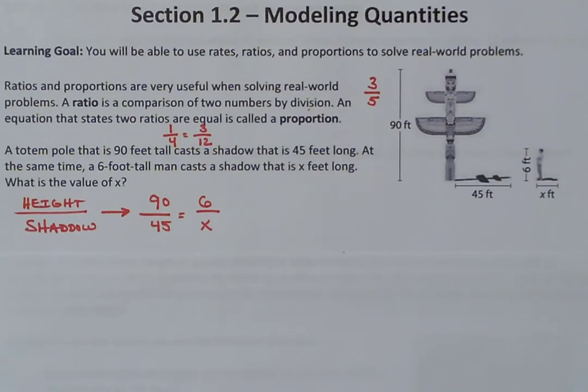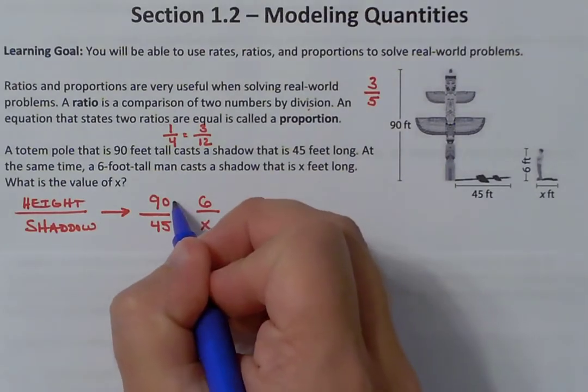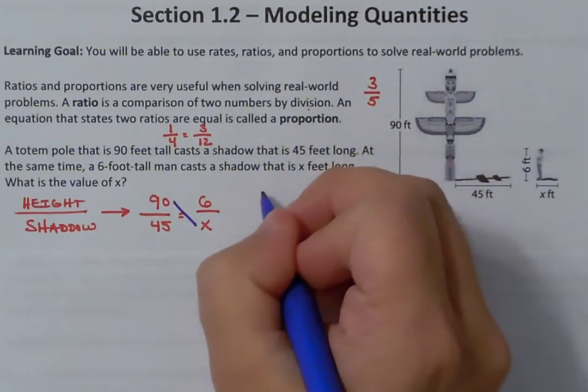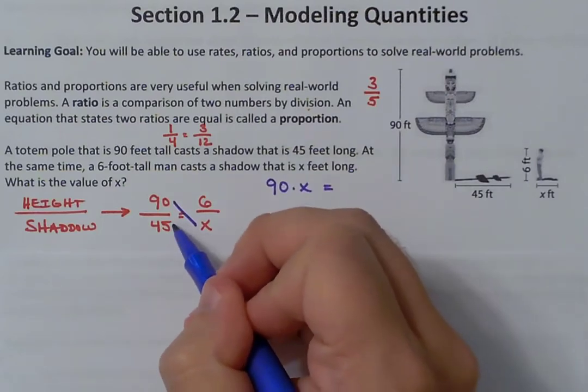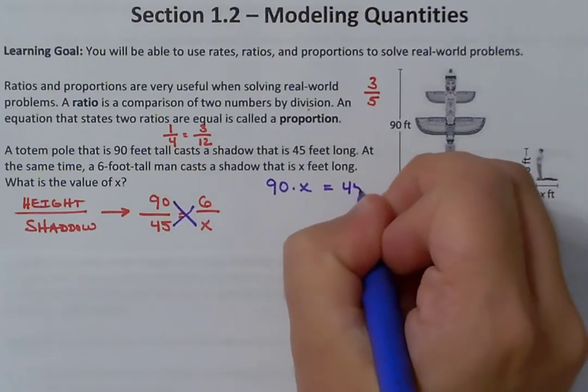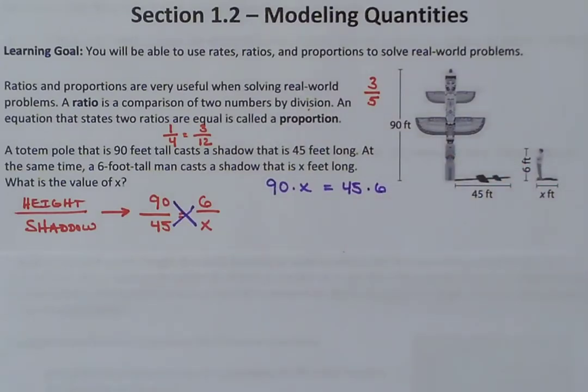Now, in past math classes, you should have talked about proportions, but in case you have forgotten, to solve a proportion and find a missing part, we're going to use a method called cross-multiplying. So cross-multiplying means that we're going to go across the equal sign and from top to bottom or bottom to top. So to cross-multiply, we're going to do 90 times x across the equal sign equals, and then we're going to do the other set, and that's going to be 45 times 6. So I have 90 times x equals 45 times 6.